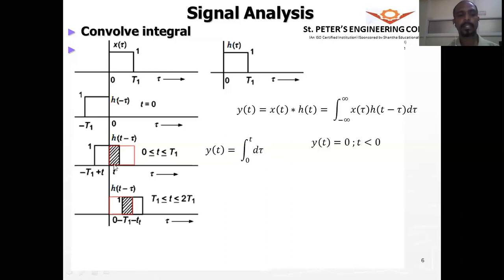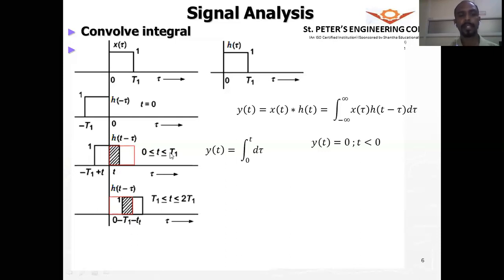All right. Next, when small t is equal to t1 and greater than t1, when it is equal to t1, there is a complete overlap of the h of t minus tau signal and the x of tau signal. So that means it will completely come and sit on this red line, right? For small t equal to t1, because both are of size t1 only, 0 to t1, and 0 to minus t1, both are of the same size. So they will come and sit on this.